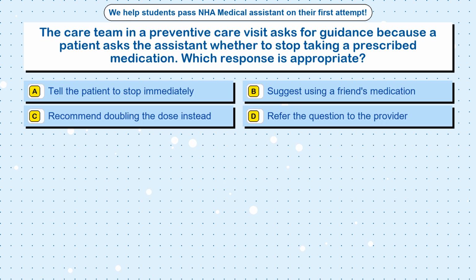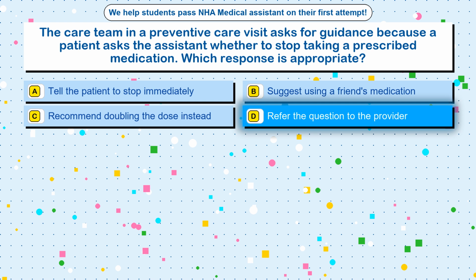Question 62. The care team in a preventive care visit asks for guidance because a patient asks the assistant whether to stop taking a prescribed medication. Which response is appropriate? Option A. Tell the patient to stop immediately. Option B. Suggest using a friend's medication. Option C. Recommend doubling the dose instead. Option D. Refer the question to the provider. The correct answer is option D. Refer the question to the provider.